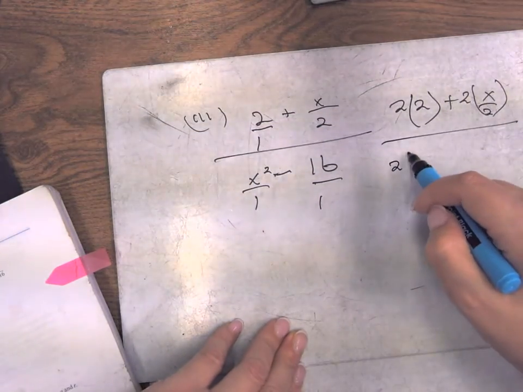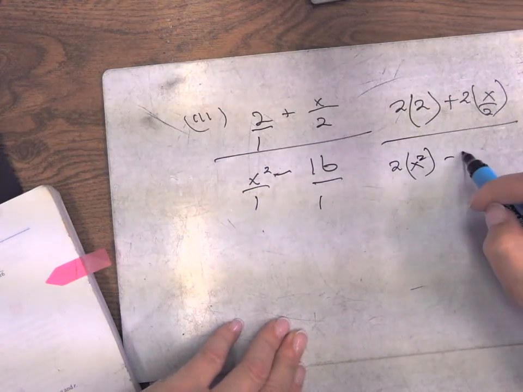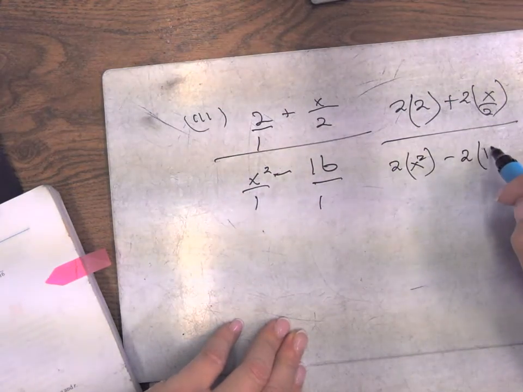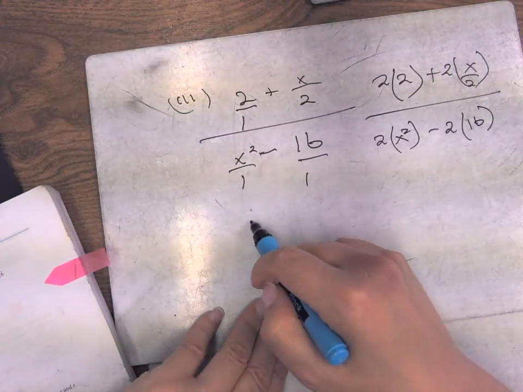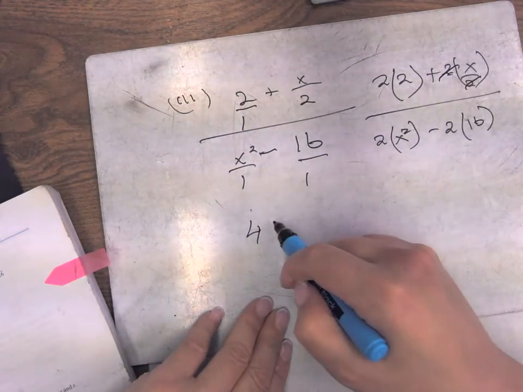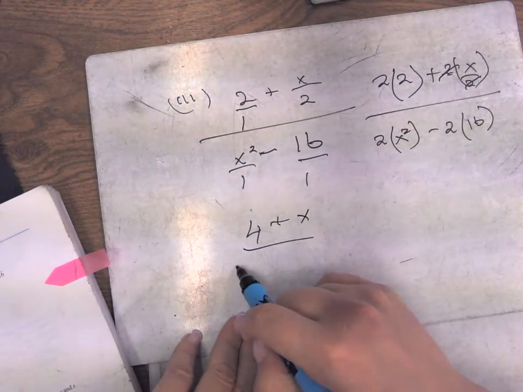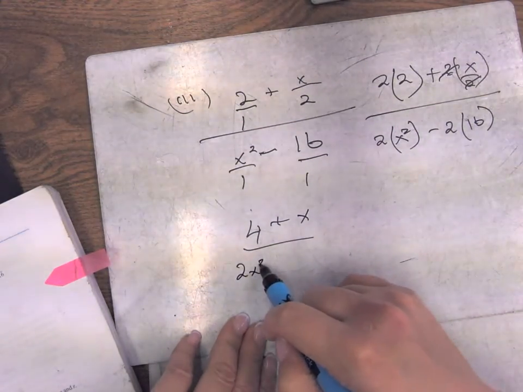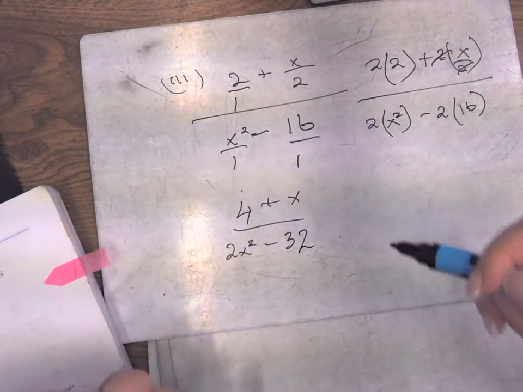2 multiplied by x squared minus 2 by 16. Okay, 2 2s are 4 on top. These 2s cancel and you're just left with x. Underneath I have 2x squared minus 32. Okay, you can simplify it another bit.